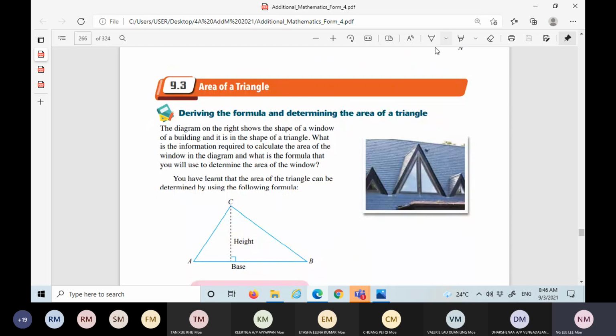Okay, write the index for today: area of a triangle. Today is what? Today is the 3rd.